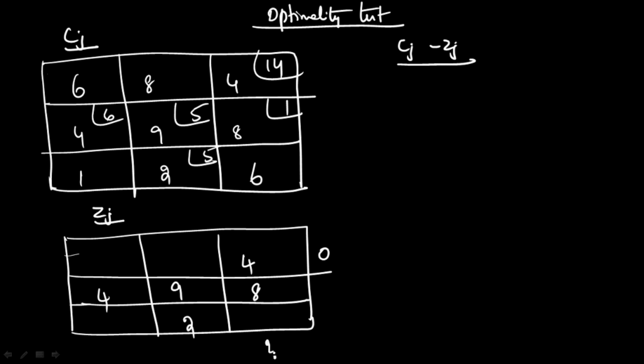Something, I've put a question mark. Something plus 4 is equal to 0. Something plus 4 is equal to 0. What is that something? Minus 4. Correct? Something plus 4 is equal to 0. What is that something? Minus 4. Now minus 4 plus 8 is equal to something. So minus 4 plus 8 is equal to 4. Correct? Now something plus 9 is equal to 4.